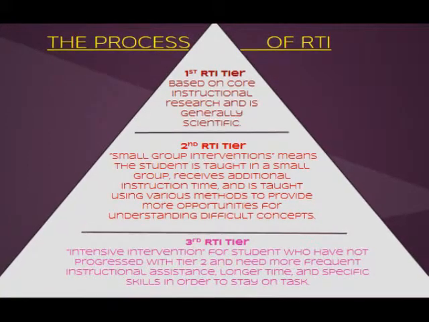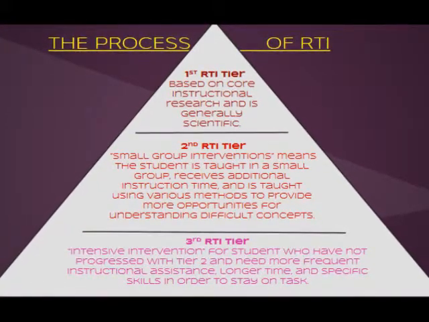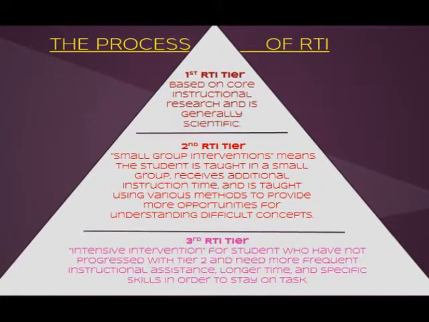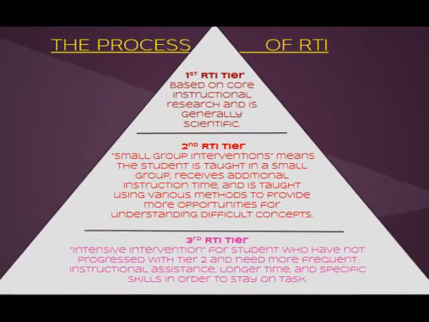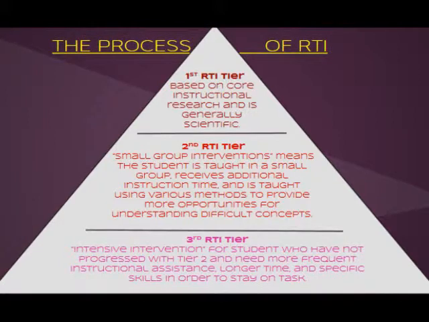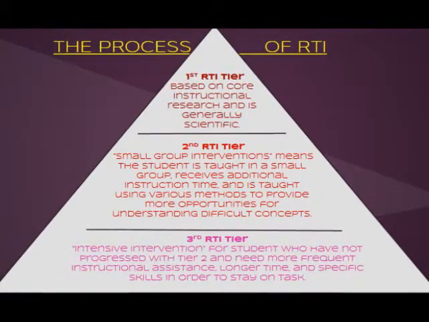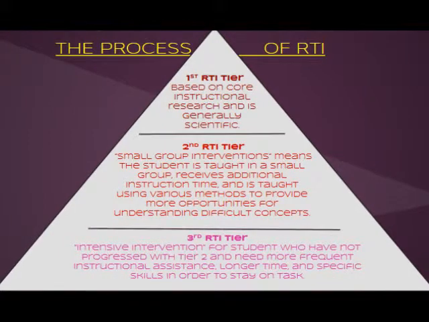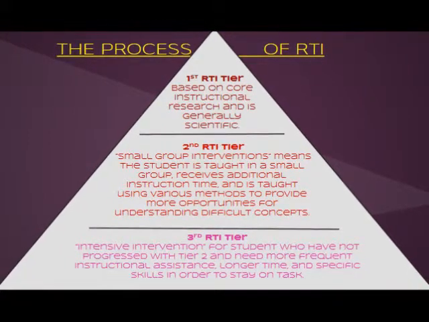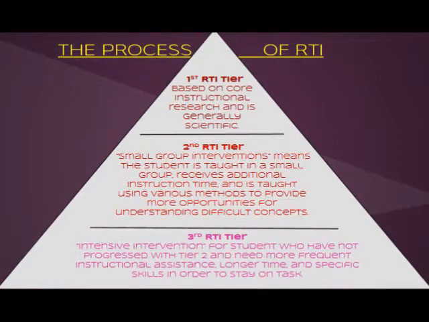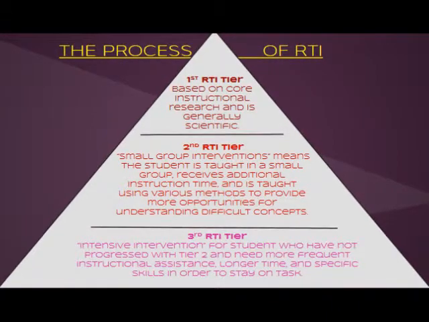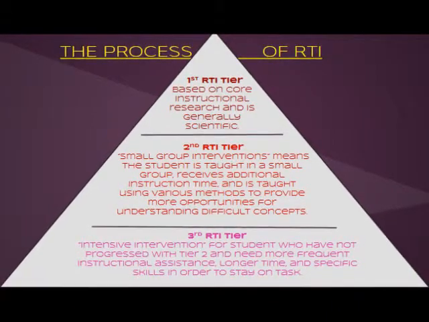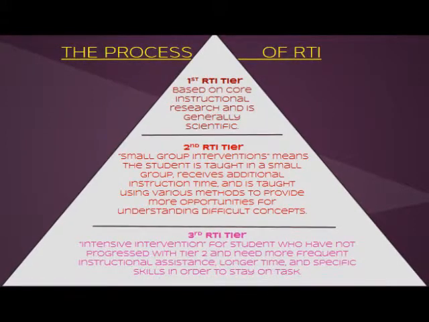The process of RTI. The first RTI tier is based on core instructional research and is generally scientific. The second RTI tier is small group interventions, which means the student is taught in a small group, receives additional instruction time, and is taught using various methods to provide more opportunities for understanding difficult concepts.